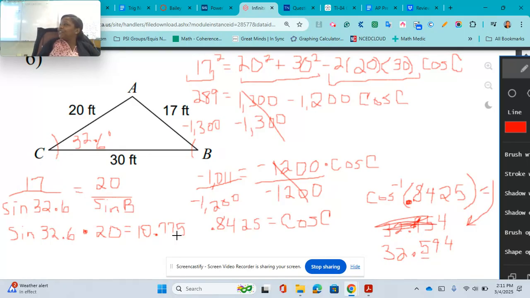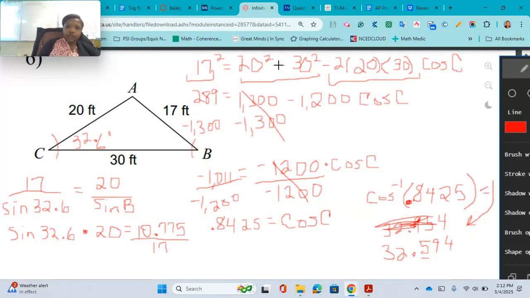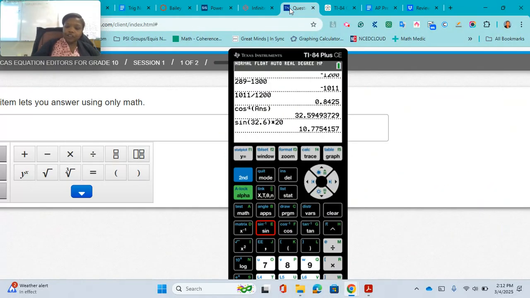We need to be able to do what next? After we cross multiply, we what? Divide by 17. Excellent. Divided by 17. So I'm just going to click divided by 17. It's going to say answer divided by 17.